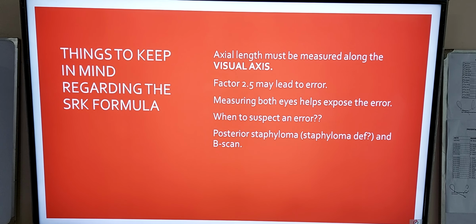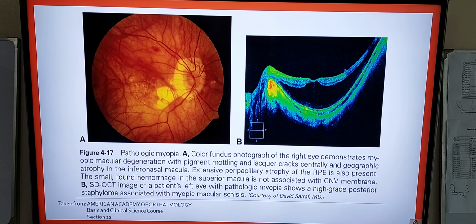In case of a posterior staphyloma, the A scan does not measure the axial length accurately because the staphyloma is actually a circumscribed outpouching of the wall of the globe, and the posterior staphyloma is a hallmark of pathologic myopia, as you can see over here. So how will we measure the axial length in case of a posterior staphyloma? We will use the B scan. The main difference between the A scan and a B scan is that A scan is one dimensional, B scan is two dimensional.